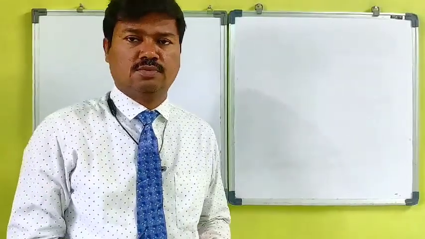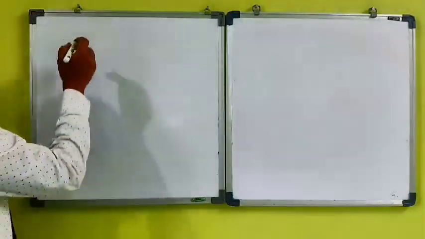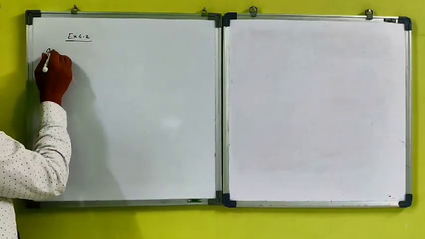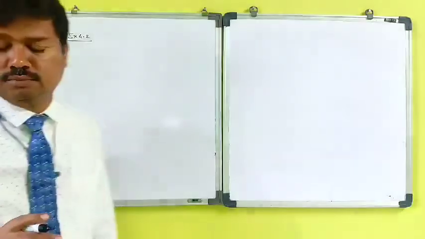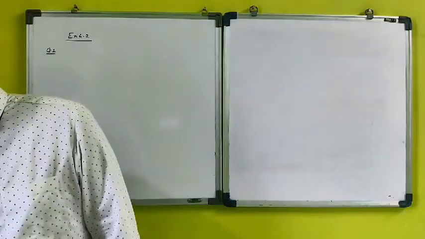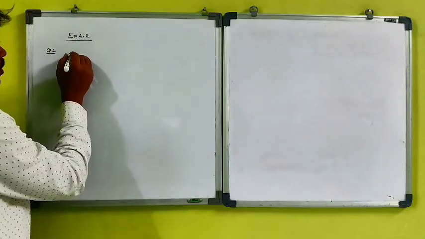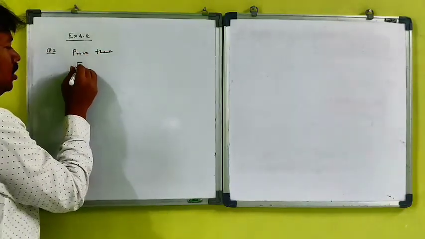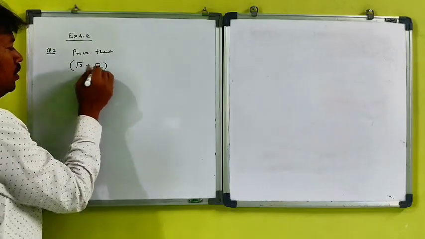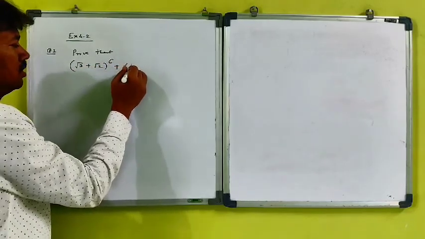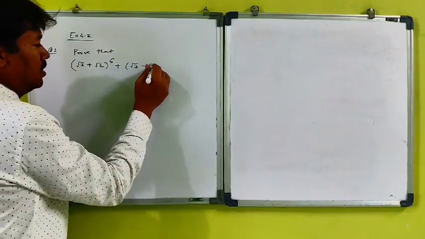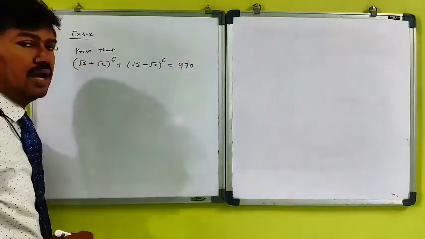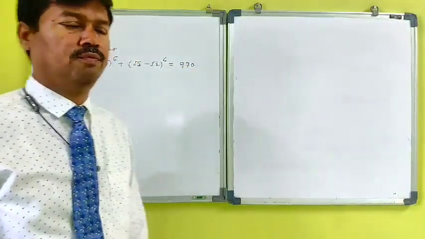Now, textbook sums. Exercise 4.2 in your textbook. First question here. Question number 1 is prove, or show that, root 3 plus root 2 raised to 6 plus root 3 minus root 2 raised to 6 is equal to 970. This you have to prove.